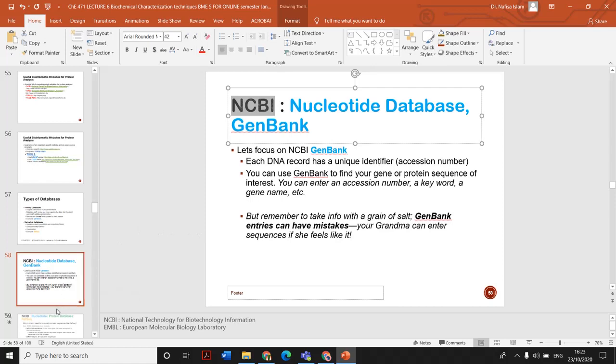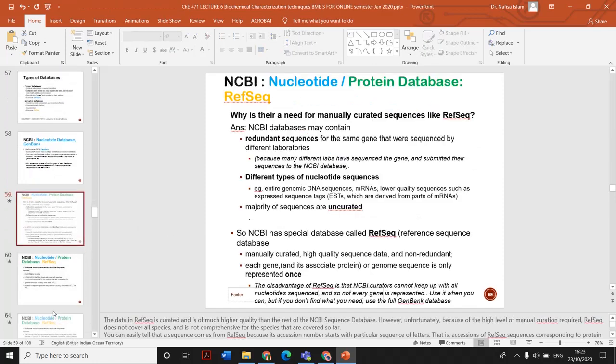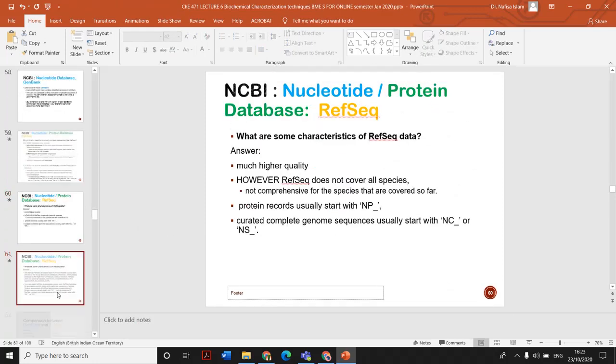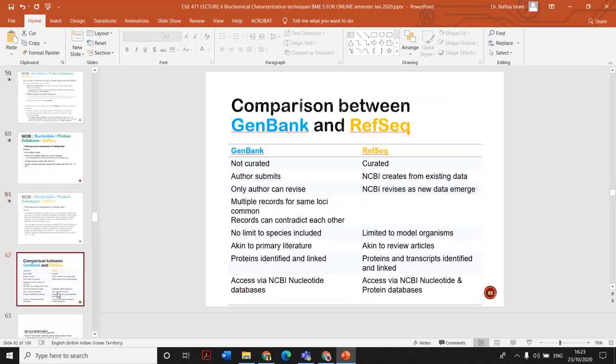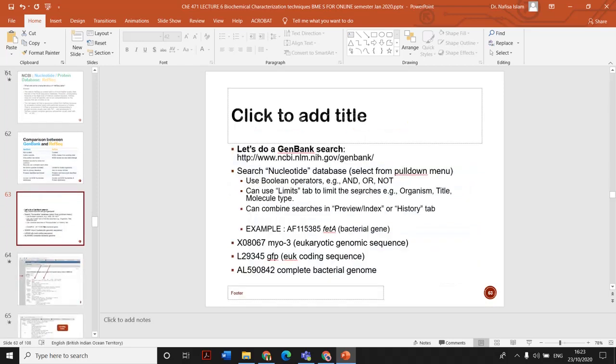I'm going to just skip this, and I'm going to ask you to read up the slides that I have, to give you a comparison of why GenBank and RefSeq are related but different. We are just going to go ahead and do a GenBank search.